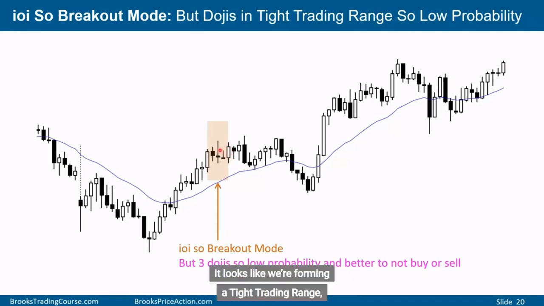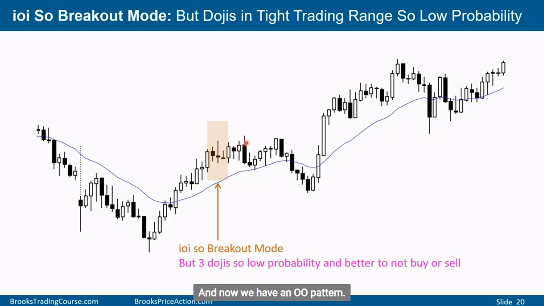It looks like we're forming a tight trading range, so I would not sell below that. I would not buy above the IOI, and I would not be eager to buy above the entry bar. In fact, the next bar is another IOI. This bar is inside of that bar, so it looks like we're forming a tight trading range. These are not good setups.